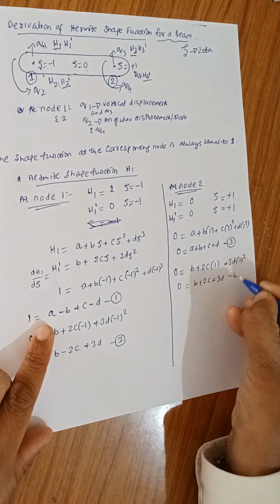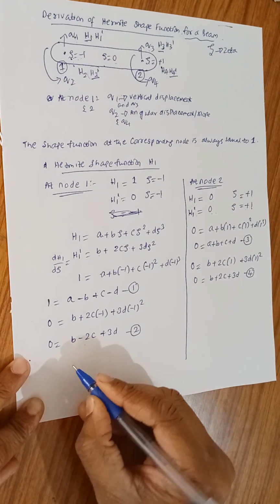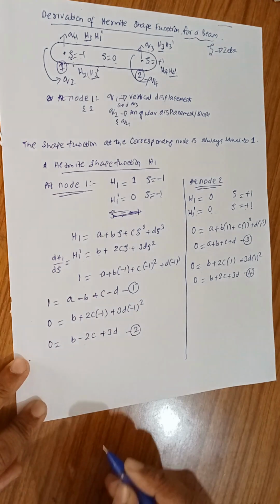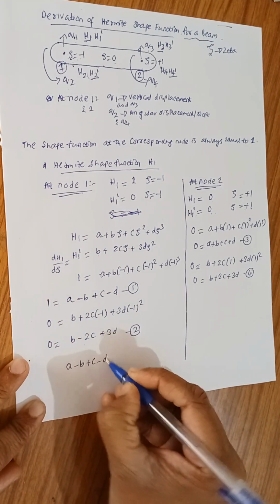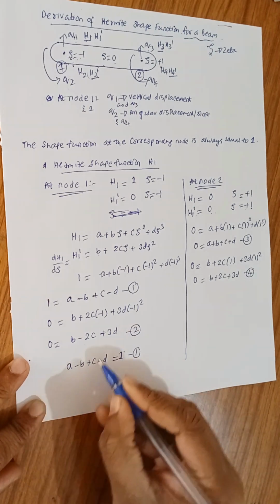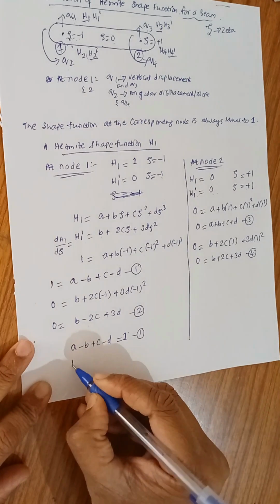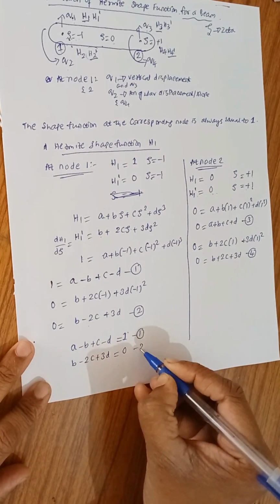So let me take it as equation number 4. Now I have all those 4 equations. The first equation, let me write this one into the left hand side now: a minus b plus c minus d equal to 1. That is nothing but equation number 1. And equation number 2 is b minus 2c plus 3d equal to 0. That is equation number 2.